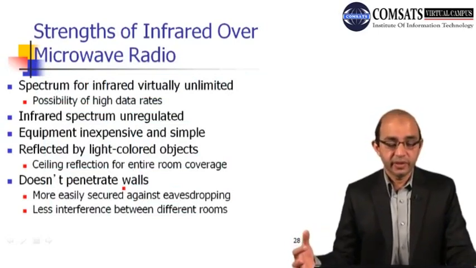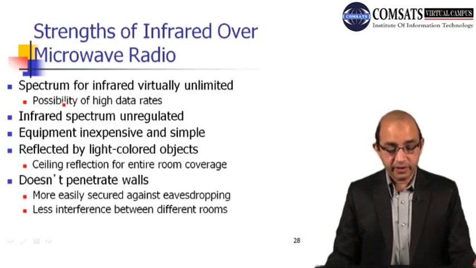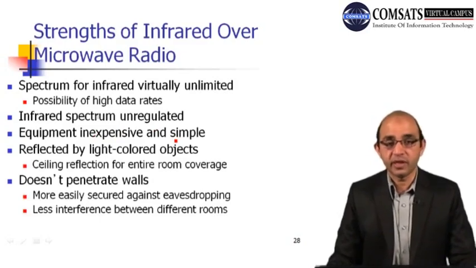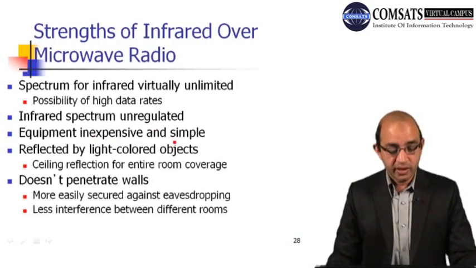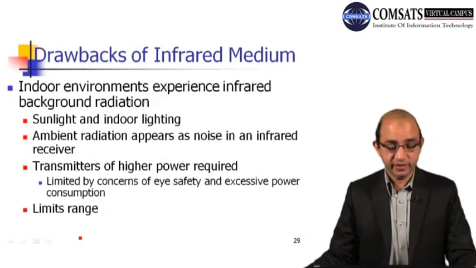So here are some of the advantages of infrared over microwave. The spectrum for infrared is virtually unlimited, right? Because we don't have to pay, and the spectrum is bigger, the frequency band is on the larger side. The infrared spectrum is unregulated, so again we have the advantage over here, we don't have to pay. Equipment is inexpensive and simple, so we can think about the remote control that is using the infrared technology, and it is reflected by light colored objects, right? Ceiling reflection gives entire room coverage. And then it does not penetrate walls, right? It is more easily secured against eavesdroppers, right? So that is the advantage as well as the disadvantage.